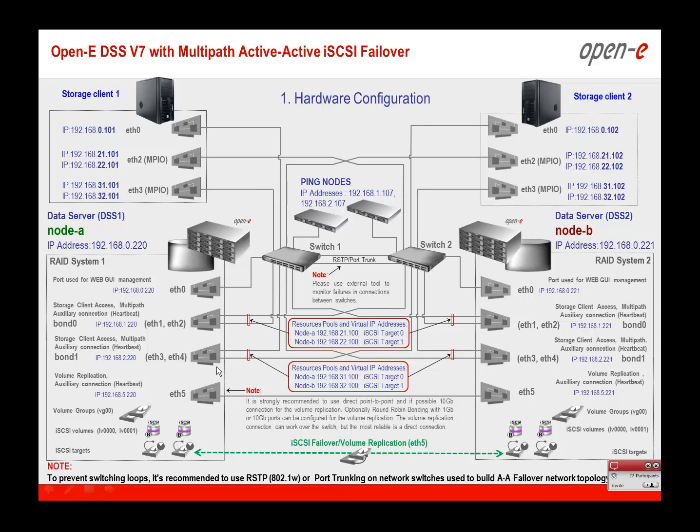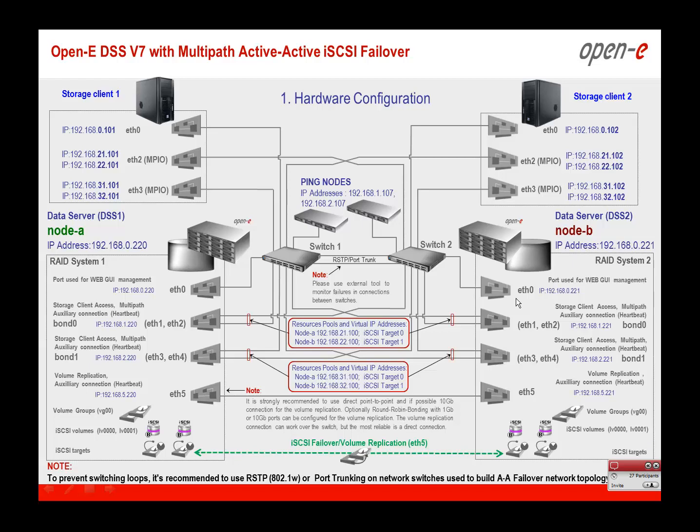Okay, and next you see for the storage access I'm also using a bonding, and on top of the bonding we are using a dual virtual IP address. So here please note the first volume and second volume, which are replicated here. The first volume will be active on node A, and the second volume pair will be active on node B.